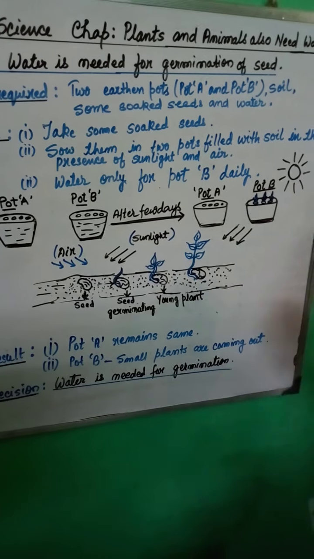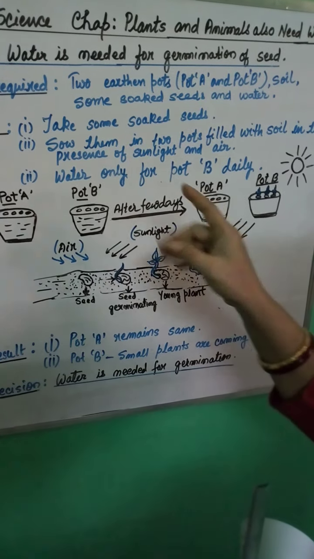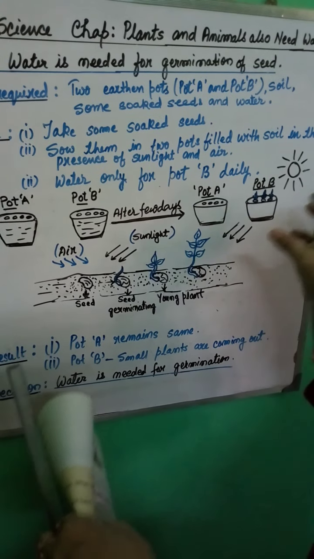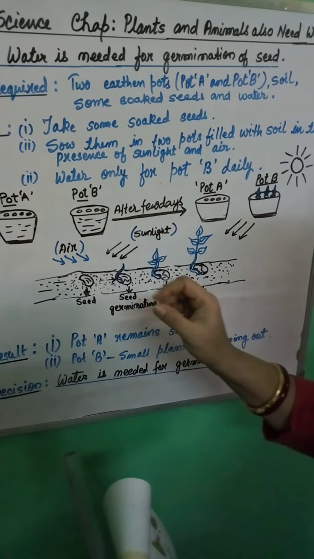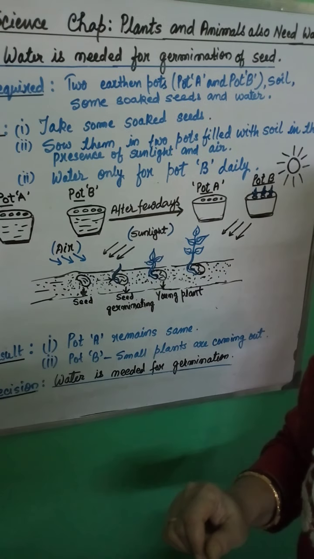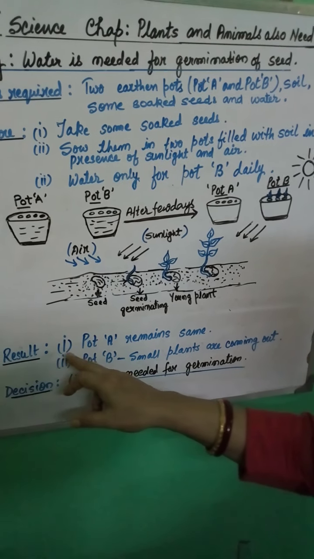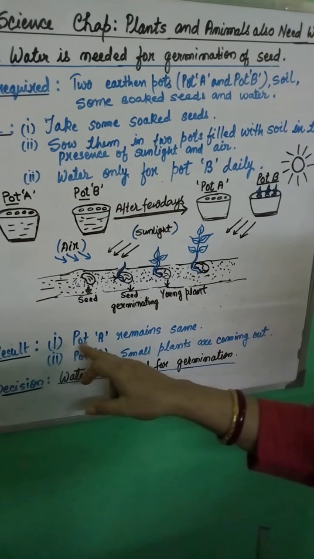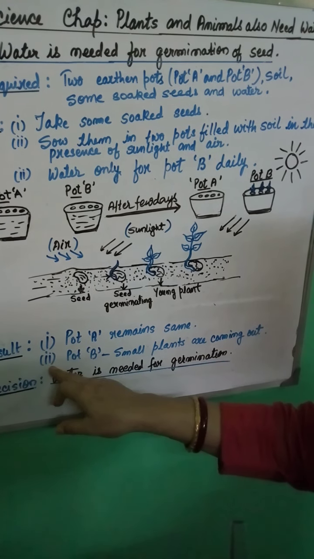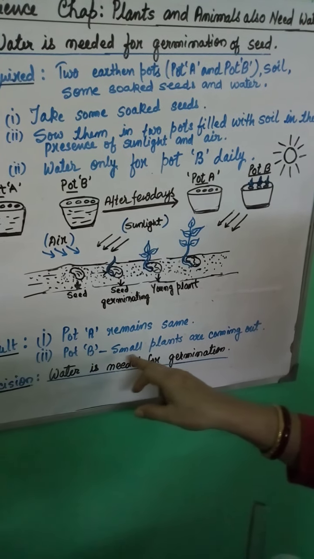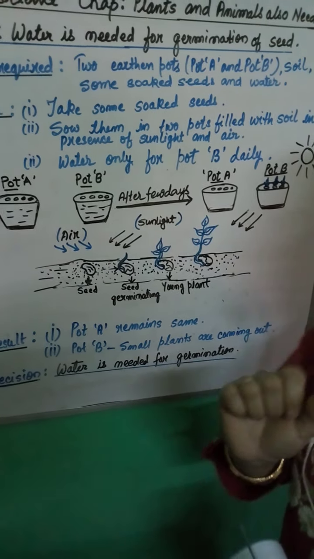Okay. For this experiment, for this activity, you have to write the result also. So what is the result, students? You will write like this: Result. Number 1, pot A remains the same. Number 2, in pot B, small plants are coming out. This is the result. Okay.